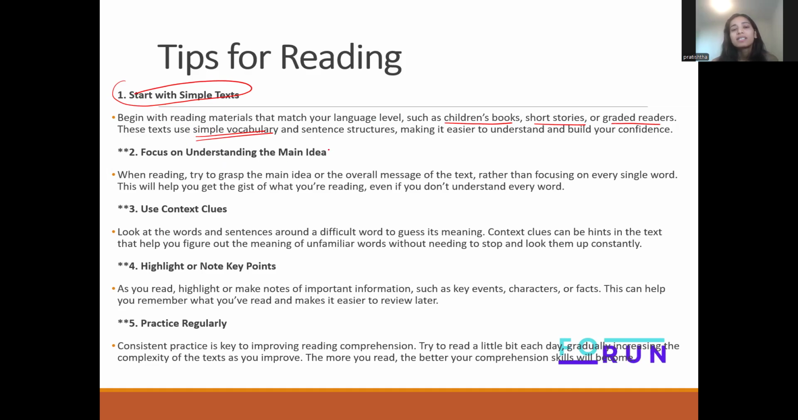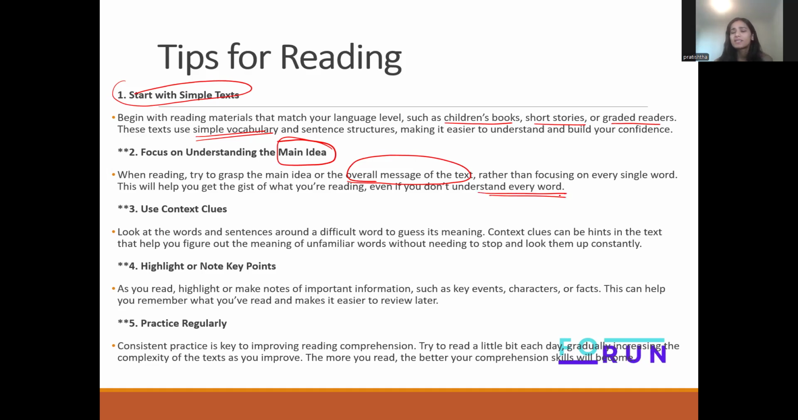Then you need to focus on understanding the main idea. A lot of questions in IELTS are based on the main idea of the text. Try to grasp the main idea, or in general, what is the overall message that the text is showing. You don't have to give a summary, just one line. You need to understand what the message is, what the basic crux of this text is. This will help you get the gist of what you're reading, even if you don't understand every word.